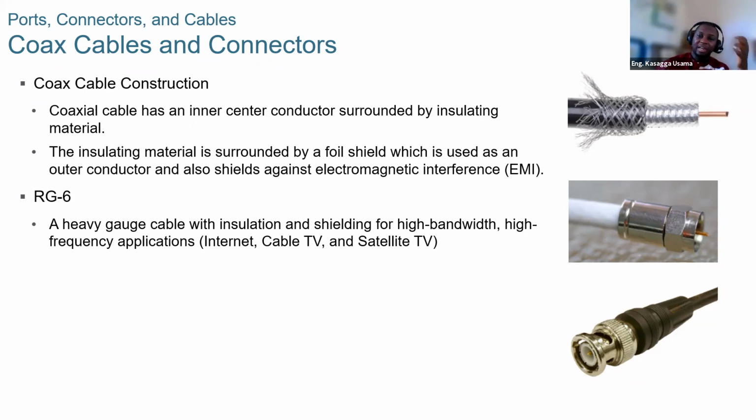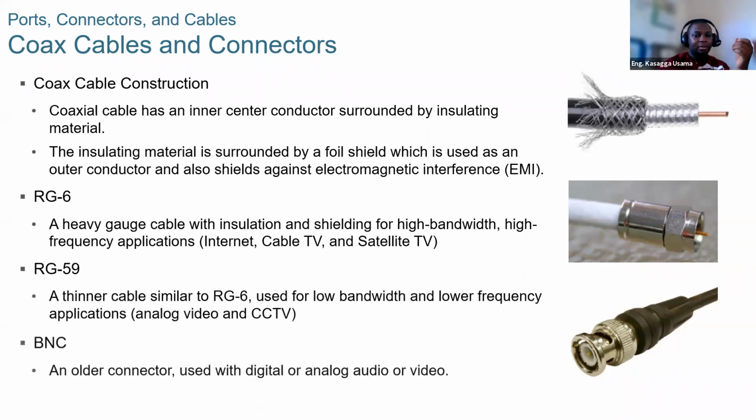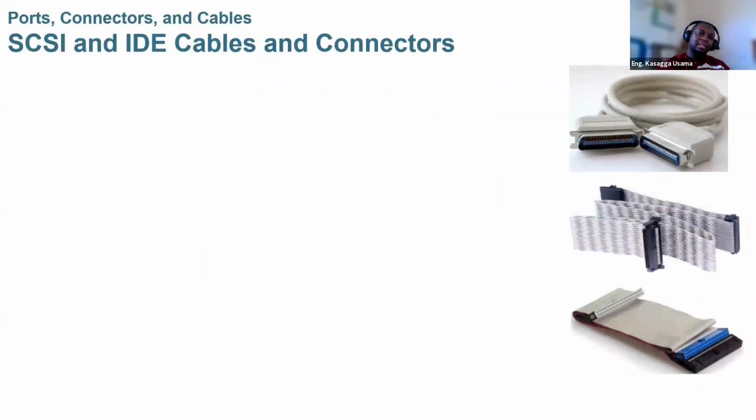Like you can see for internet, cable TVs, satellite TVs, that is RG6. Very expensive, and they have higher bandwidth or high speed in connectivity. All of them are here, we can interact with.